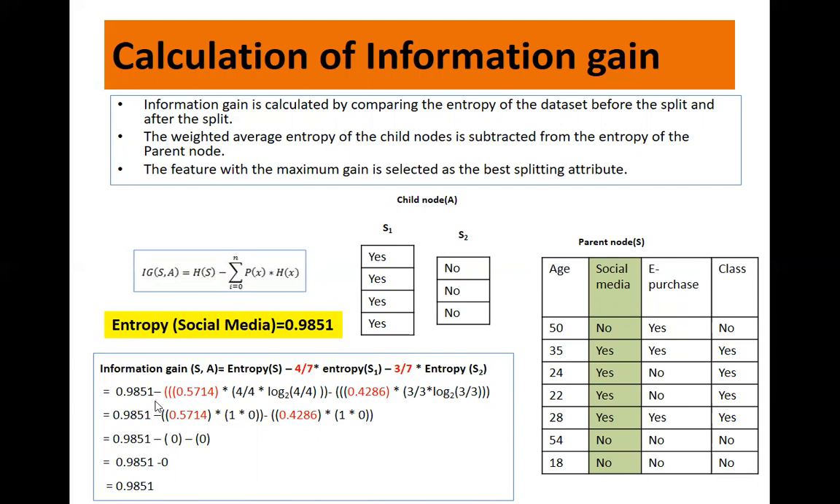Now let's calculate. Entropy of S, the parent node, is 0.9851 minus 4/7, which is nothing but 0.5714, into entropy of S1. Now S1 contains 4 samples. All the 4 samples belong to the same class. So it will be 4/4 into log of 4/4 to the base 2. This is the formula for entropy, with the minus sign. Then 3/7, the probability of S2, so that is 0.4286, and then multiplied by entropy of S2.